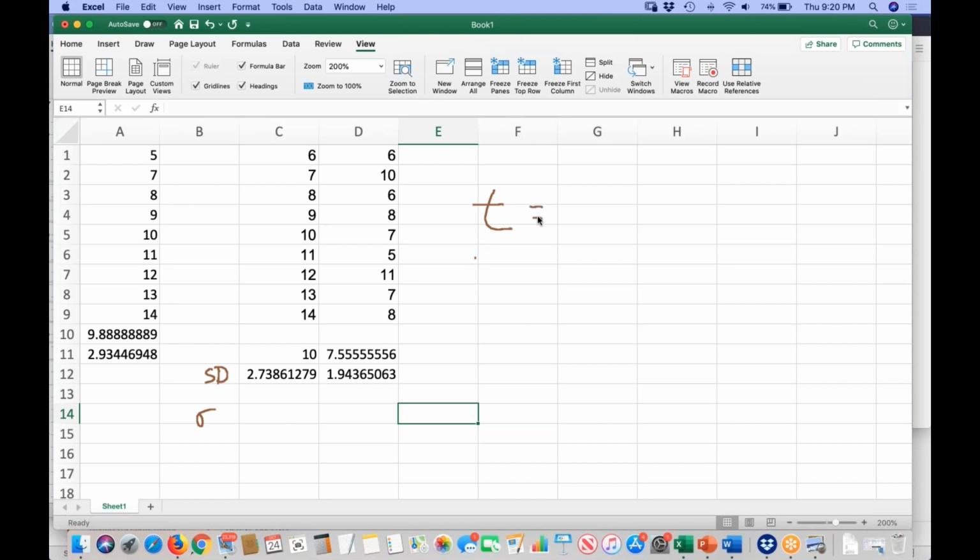So t is equal to x bar for group, I'm going to call this group A, minus, well, I don't know mu for the other population. All I know is x bar for population B, over the standard error. Now, what's the standard error going to be equal to? Standard error is going to be equal to the standard deviation over the square root of the sample size. Well, should I use 2.73?